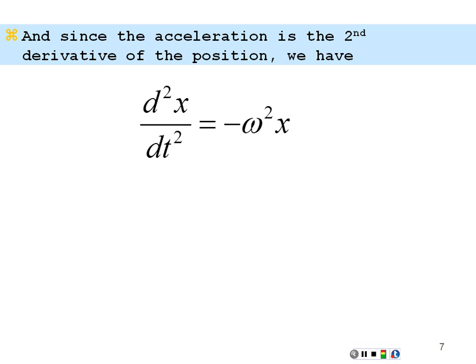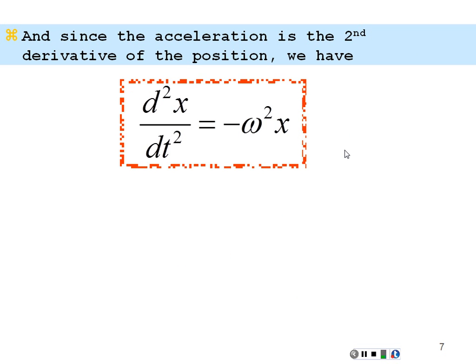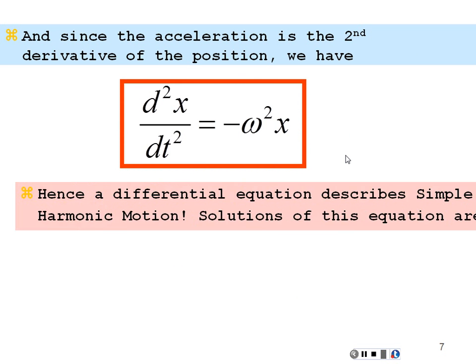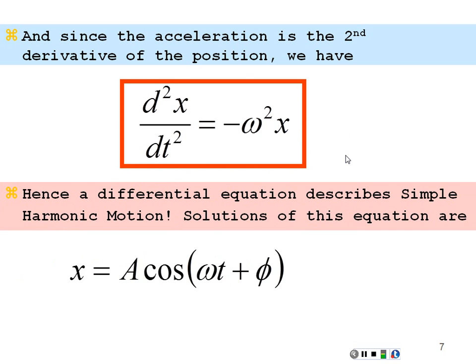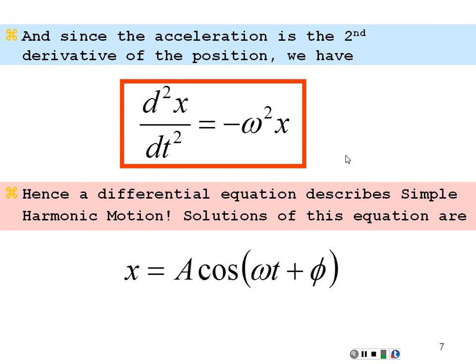Since the acceleration is the second derivative of the position as a function of time, we have the second derivative of x with respect to time is equal to negative omega squared times x. This is a second order differential equation, and it has solutions of the form x is equal to A cosine omega t plus phi.